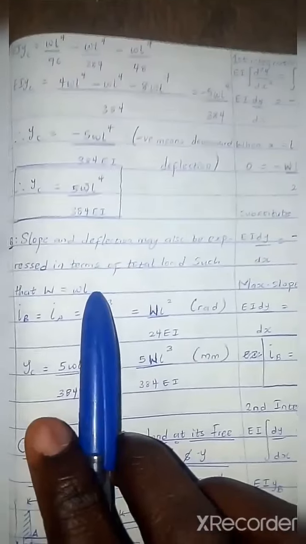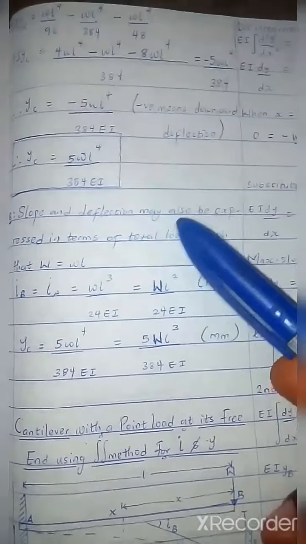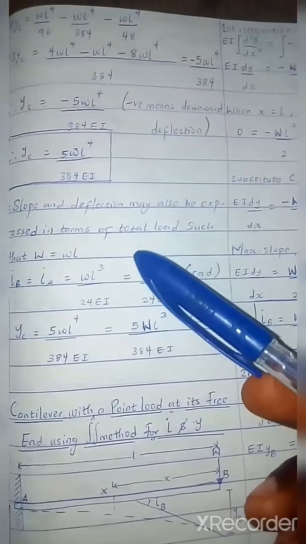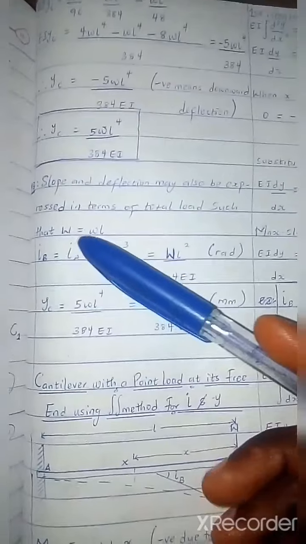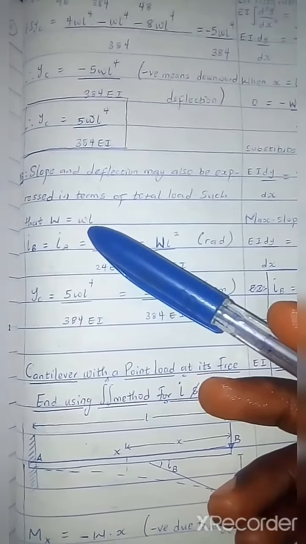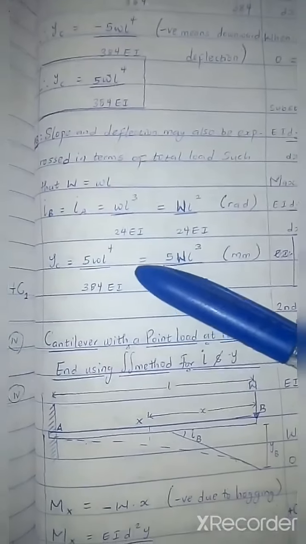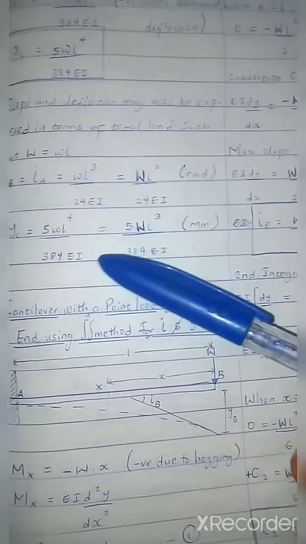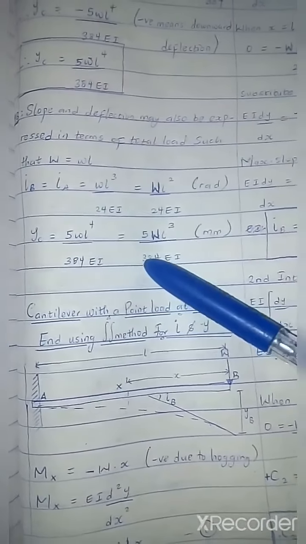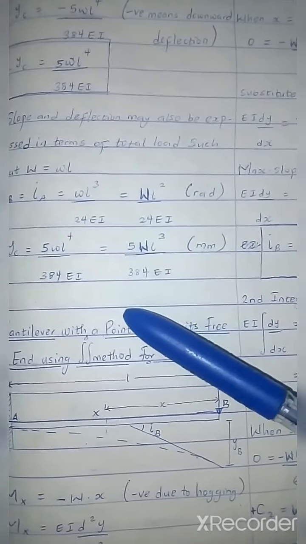So that will be all for today, guys. Note also that slope and deflection can be expressed in terms of total load. That means capital W equals wL. So the formulas we derived for slope and deflection can be written as this.